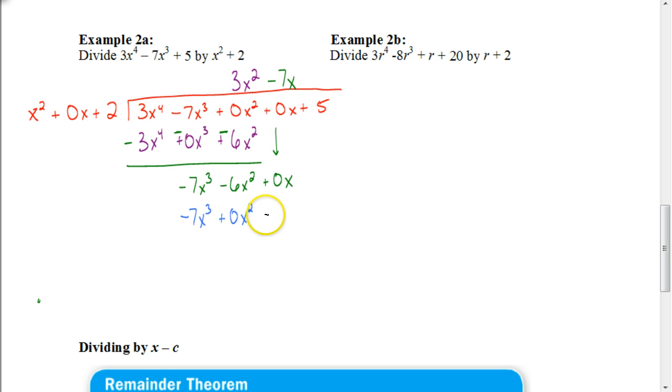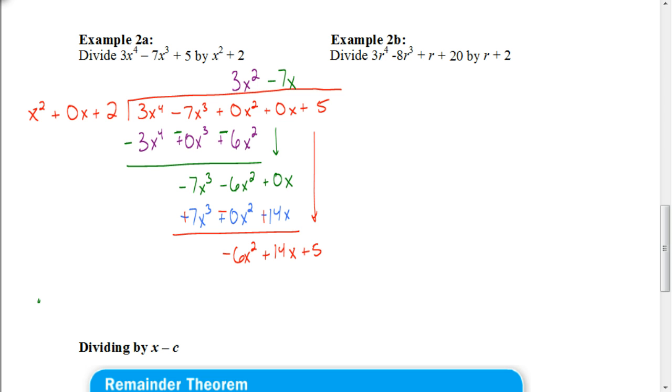Negative 7x times 2 is negative 14x. Again, we want to make sure that we subtract these from the previous terms. So when I subtract a negative, it becomes a positive. When I subtract this negative, it becomes a positive. So now negative 7x cubed plus 7x cubed is 0. Negative 6x squared minus or plus 0x squared, it doesn't matter. It's just going to stay negative 6x squared. And 0x plus 14x would be 14x. Bring down the next term, bring down the 5, so it'll be plus 5.